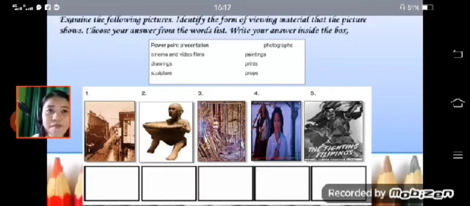So, please identify the form of viewing material that the picture shows. I will give you two minutes to answer. Again, write your answer on your answer sheet. The title is Activities. Okay, begin.